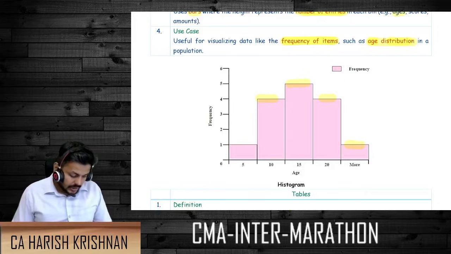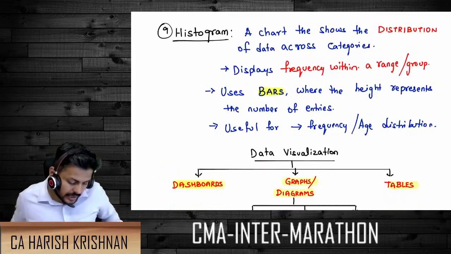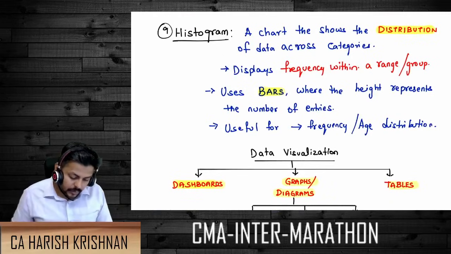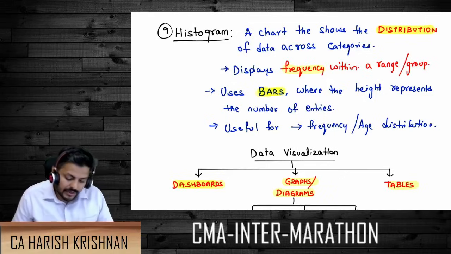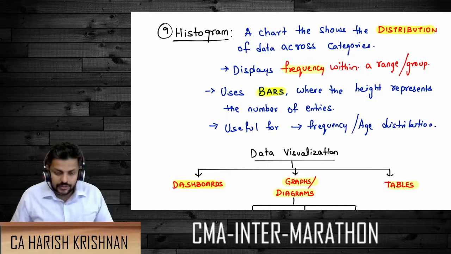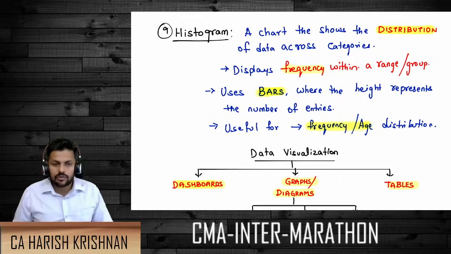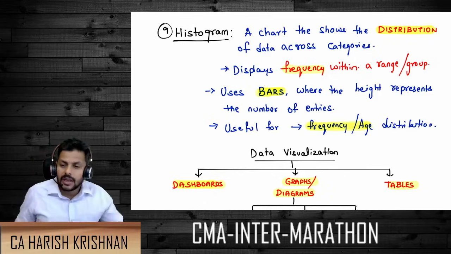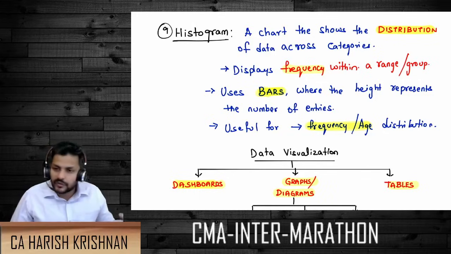So for convincing data, if you want to present it very clearly to somebody, you can use a histogram, which is a chart that shows the distribution across categories. It displays the frequency within a range or a group, and uses bars where the height represents the number of entries, useful for frequency or age type of distribution, as you saw in the example. So guys, we discussed it elaborately across a couple of sessions in class, but like I said, you can easily revise it if you know what each visual technique stands for.